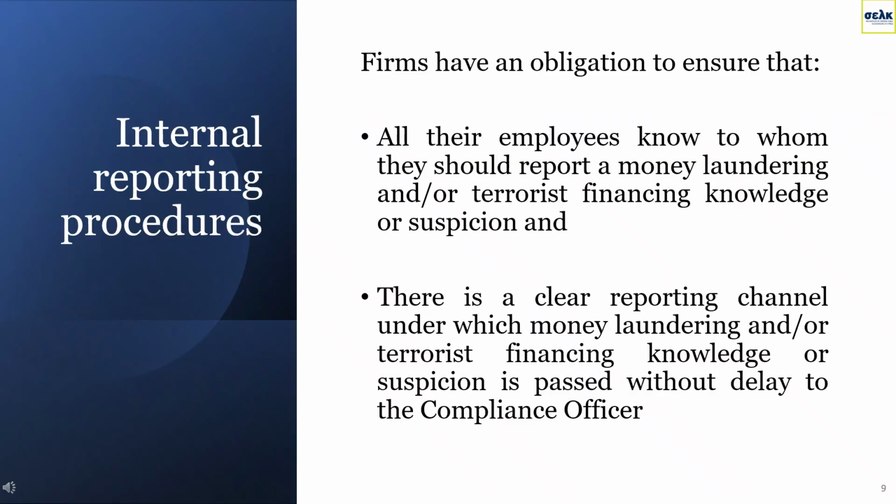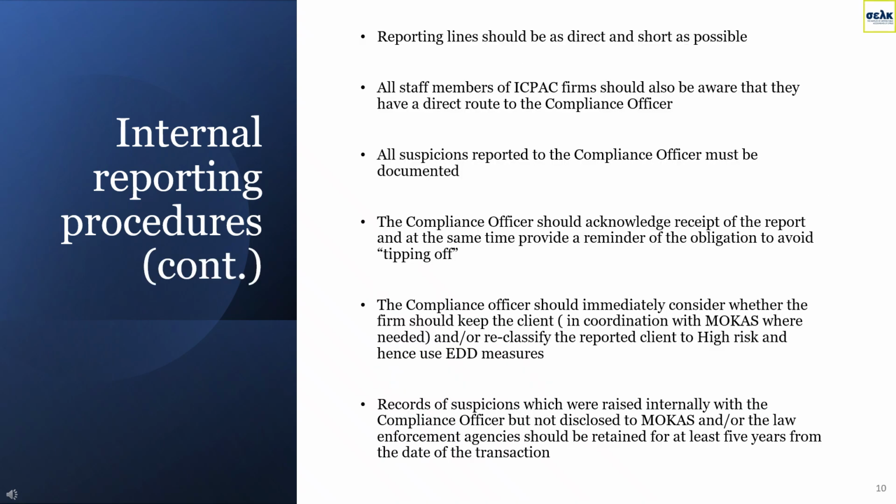Firms should implement the necessary measures to support the compliance officer's role and facilitate the reporting of suspicious transactions by employees. It is the firm's responsibility to ensure that all employees are fully aware of whom to report to if they have knowledge or suspicion of money laundering or terrorist financing. A clear and efficient reporting channel should be in place, ensuring that any knowledge or suspicion of money laundering or terrorist financing is promptly communicated to the compliance officer without delay. Reporting lines should be kept as direct and efficient as possible, allowing staff to report suspicions directly to the compliance officer. This ensures speed, confidentiality, and accessibility. All employees should be made aware that they have a direct line of communication with the compliance officer.